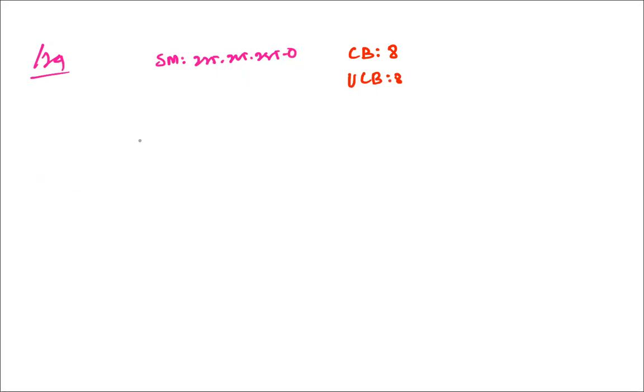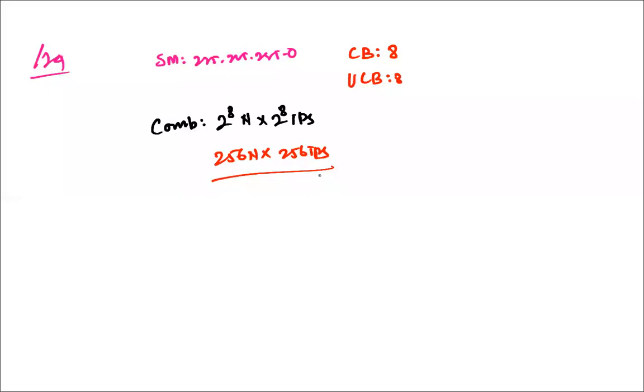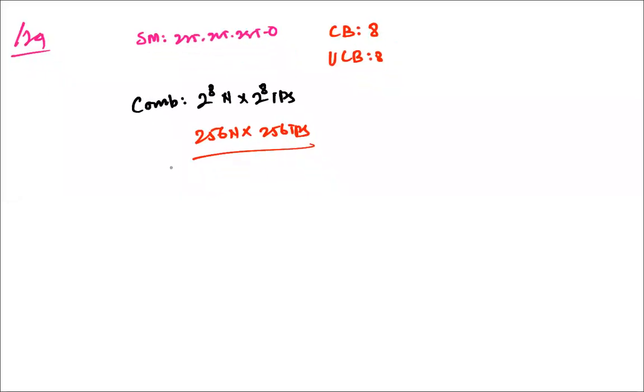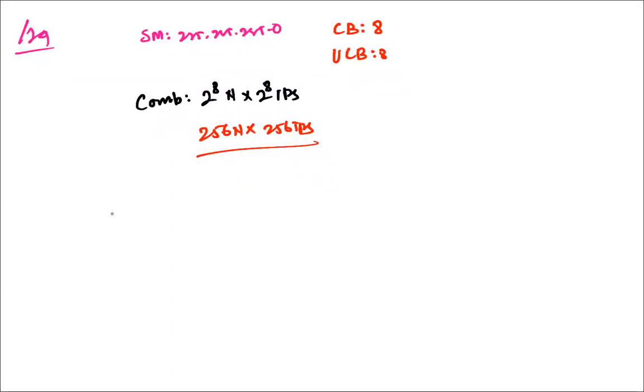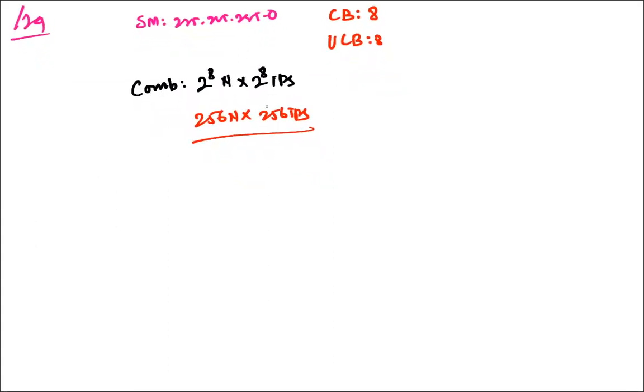Now we'll try to understand this. The combination is going to be 2 power 8 networks into 2 power 8 IPs. So what is it? 256 networks into 256 IPs. Are you guys clear? 256 networks into 256 IPs. So in that case, each network is going to have only how many IPs, guys? Only 256 IPs.